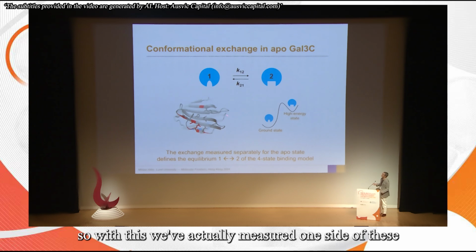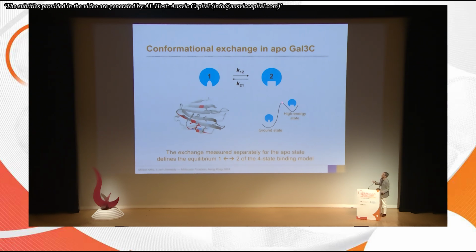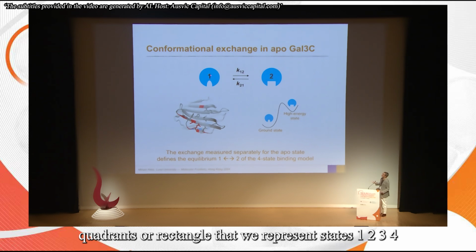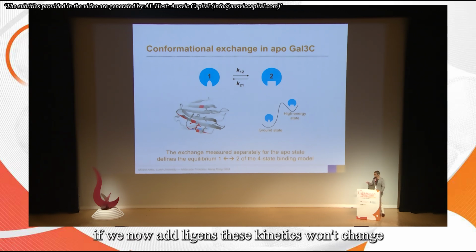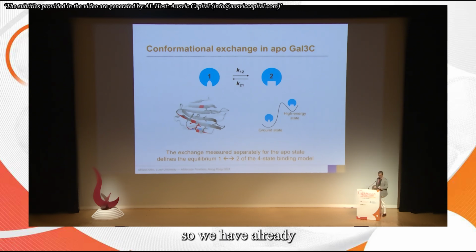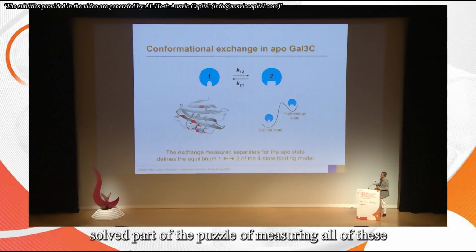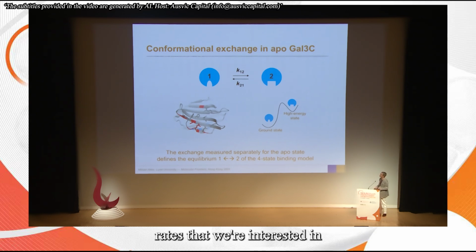So with this, we've actually measured one side of this quadrant or rectangle that we represent states 1, 2, 3, 4, right? This is the side. And this is the same. If we now add ligands, these kinetics won't change. They will be the same. So we have already solved part of the puzzle of measuring all of these rates that we're interested in.